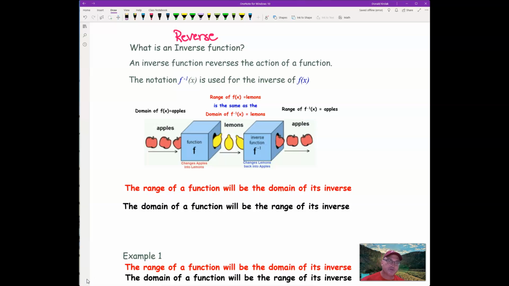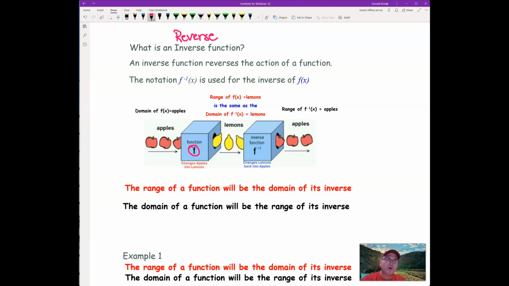So let's see how an inverse reverses the action of a function. I've got a pretend function here. This function f takes apples and changes them into lemons. So apples go in, lemons come out. The inverse function of f would take lemons and change them back into apples. That's what an inverse function does. It reverses the action of the original function.